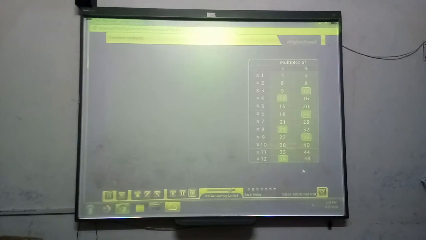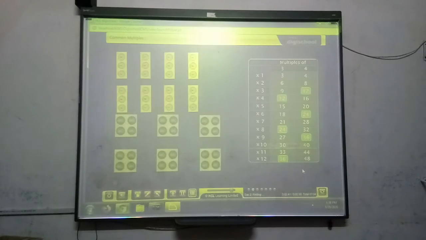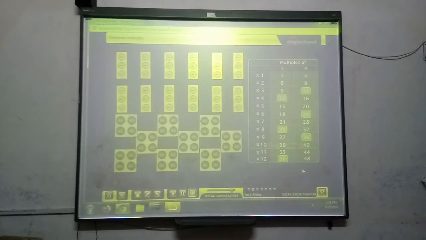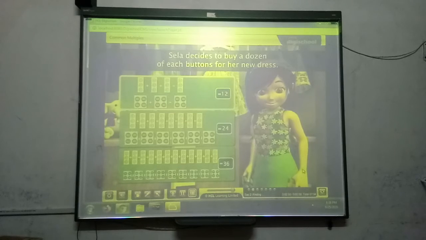Using packs of 3 yellow buttons and 4 blue buttons, Sarah can buy 12 buttons. She can also buy 24 or 36 yellow and blue buttons each. Sarah decides to buy a dozen each. She thinks they will be enough for her dress.